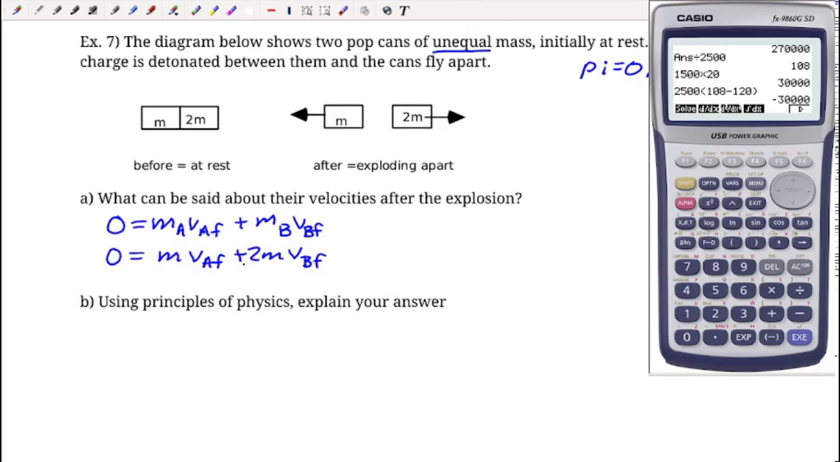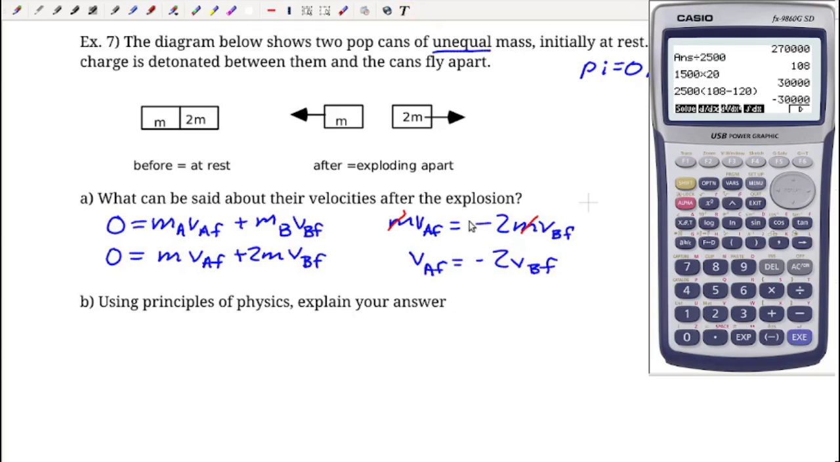So if I want to figure out how these are related, maybe I can solve for one of them. If I solve for VAF, I'm going to subtract the 2M to the other side. So I'm going to make this MA, VA, whoops, not MA anymore, just M, VAF is equal to negative 2M VBF. And if I divide out the M's, what I get is that, in fact, they are in opposite directions. That's what the negative is telling me. But it's also telling me that the velocity A is twice as big as velocity B.